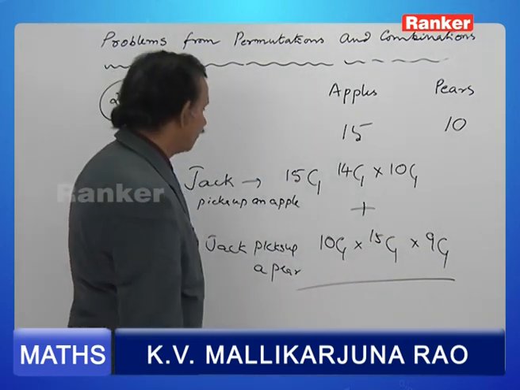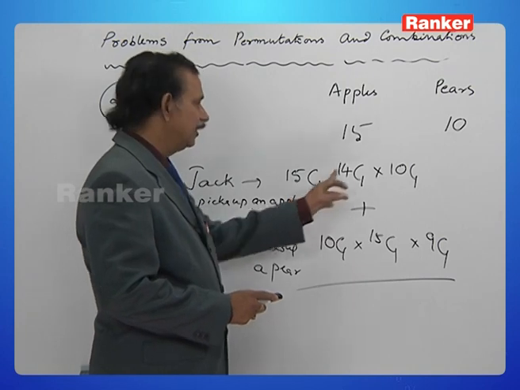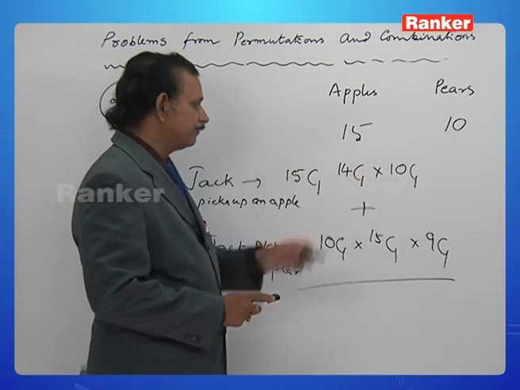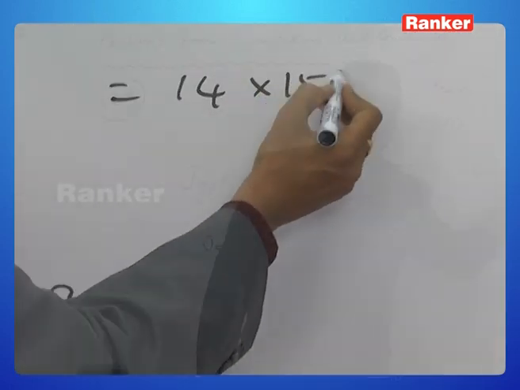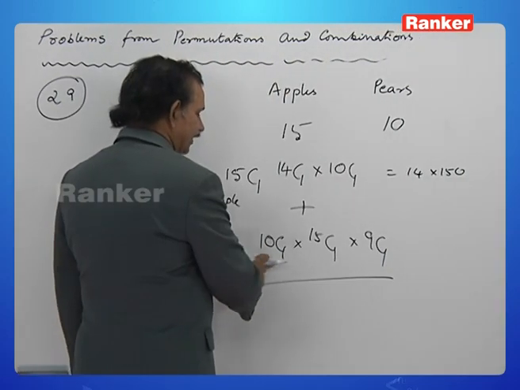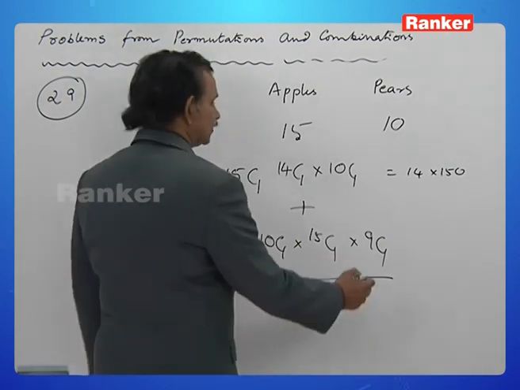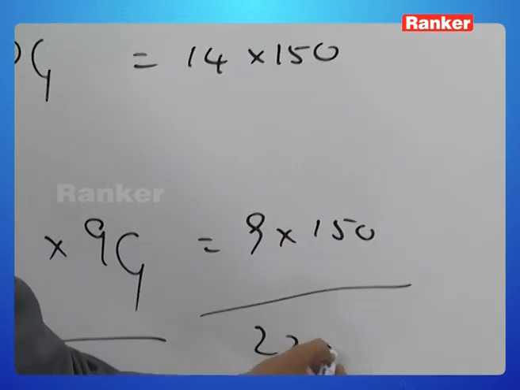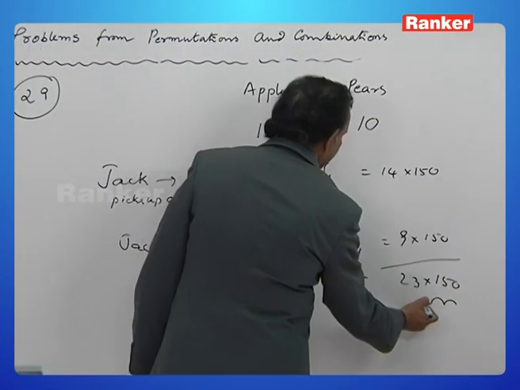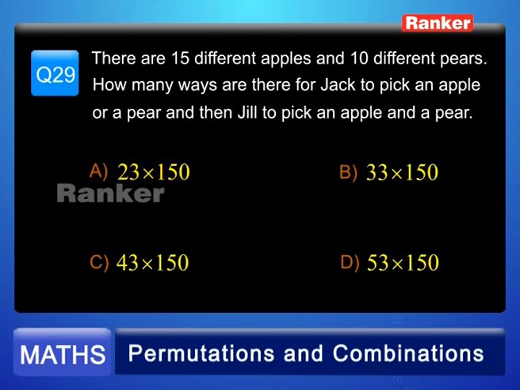and that comes to 23 into 150. Why? 15C1 is 15, 10C1 is 10, 10 into 15 is 150, so it is 14 into 150. What about this? 10C1 is 10, 15C1 is 15, 10 into 15 is 150, 9C1 is 9. So this is 9 into 150. If you add these two, what are you going to have? 23 into 150. Therefore, option A is possible, and the answer is 23 into 150.